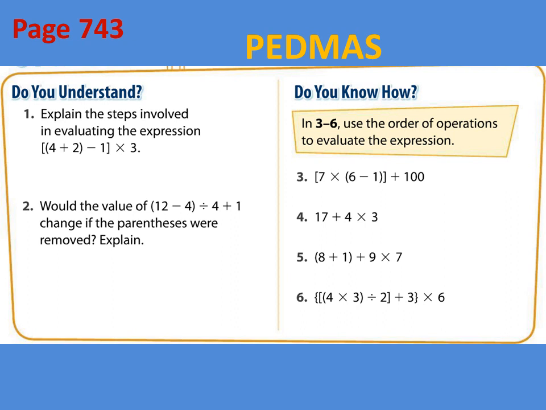So again, the first step is adding 4 and 2. After that, subtract 1. The last step is multiplying the result. The result here is 5 multiplied by 3, so the final answer will be 15.